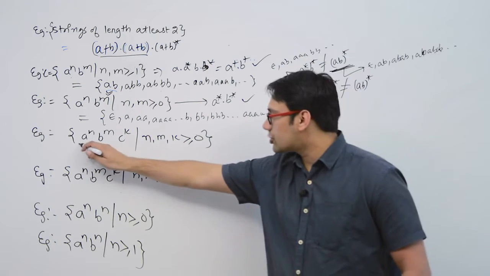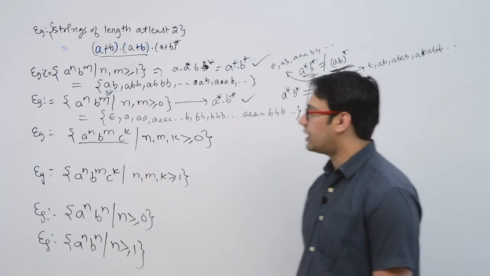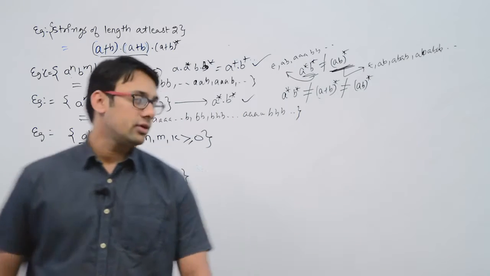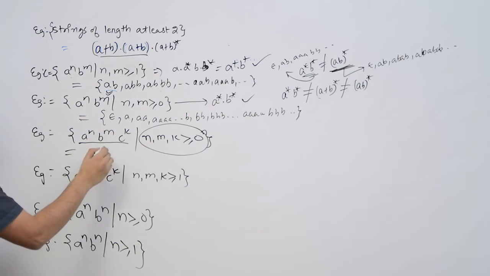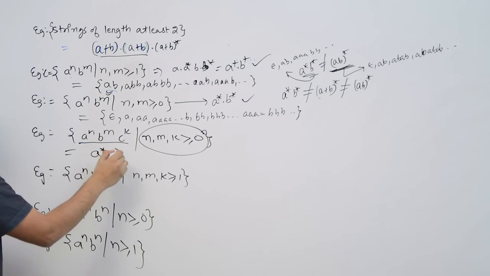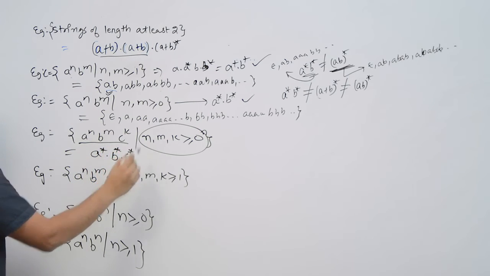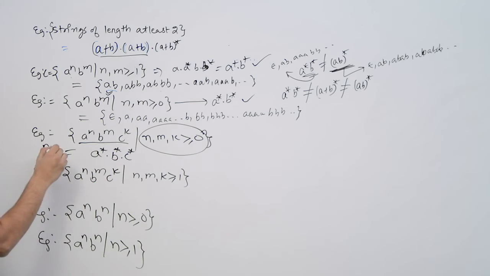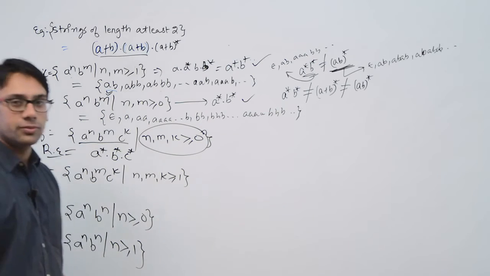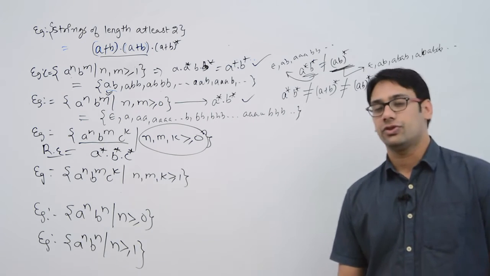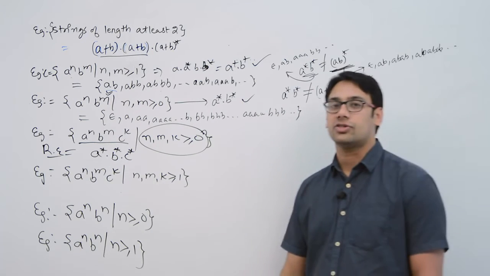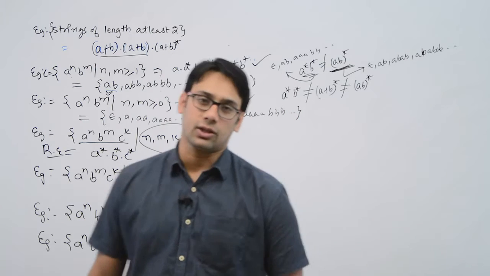And when I'm taking this one, this is a raised to power a star, b star, c star, right? Because length is greater than or equal to 0, it can be represented by a star concatenated with b star concatenated with c star. So this is a regular expression which is representing the complete language, all the possible strings of the language, right? So any regular expression which we give should represent all the possible strings over any given language.